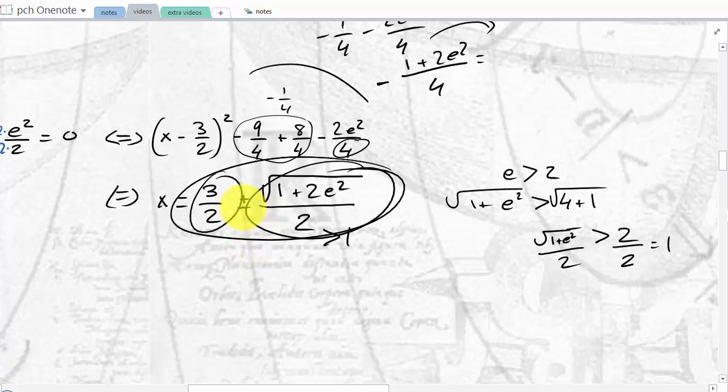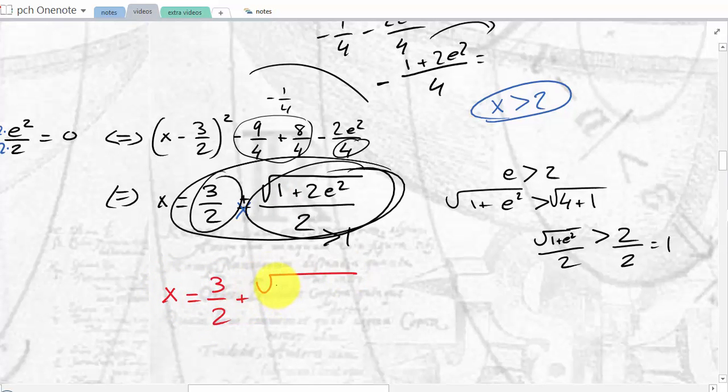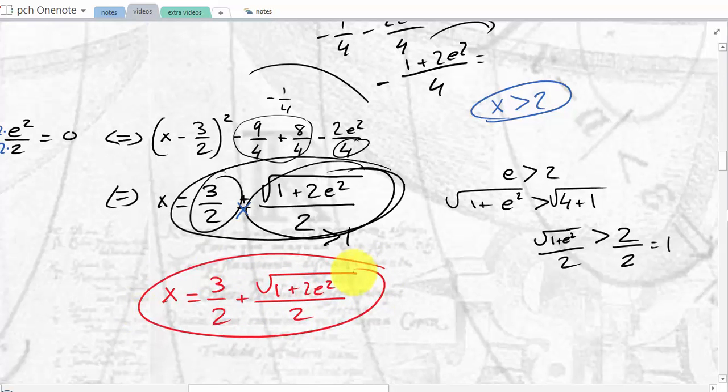Right, so the minus is not going to work, right? We're not going to have that x is above 2 if you do 3/2 minus something that is above 1, okay? So we have to discard the minus. Therefore, the only solution is x equals 3/2 plus square root of 1 plus 2 e squared over 2, okay? Here we go, that's the only solution. All right, which one will I do next? I'm going to let you do 7, I'm going to do 8.